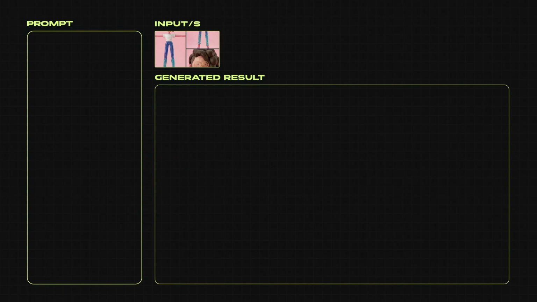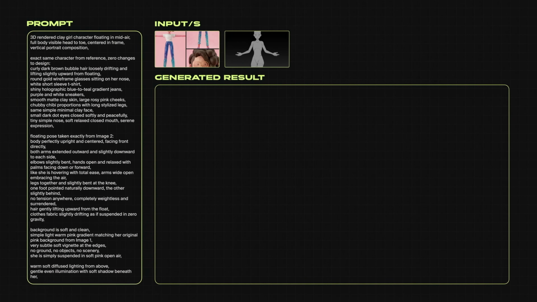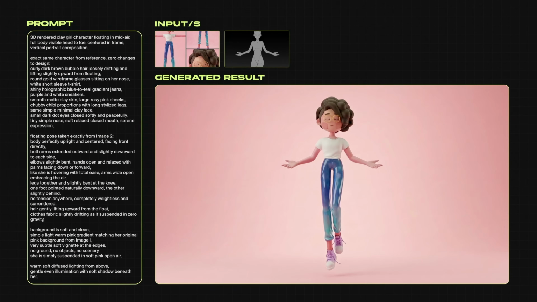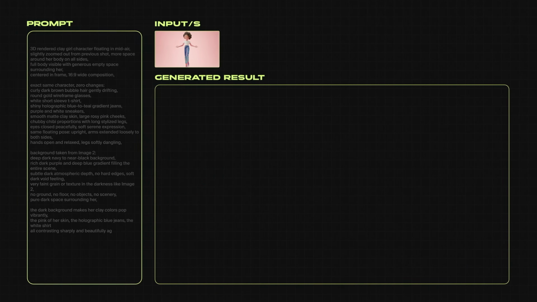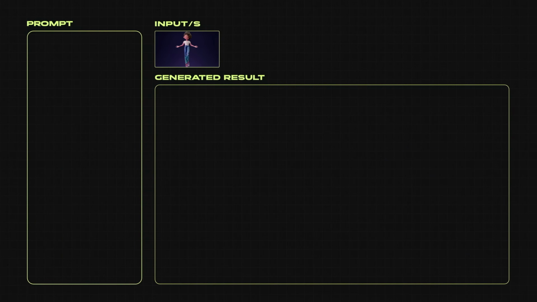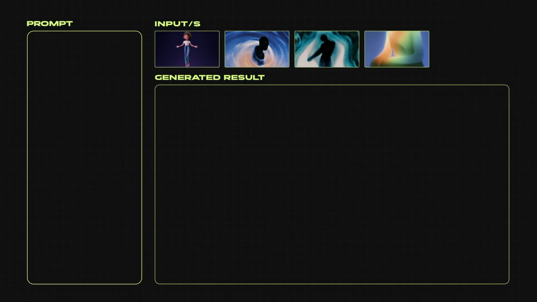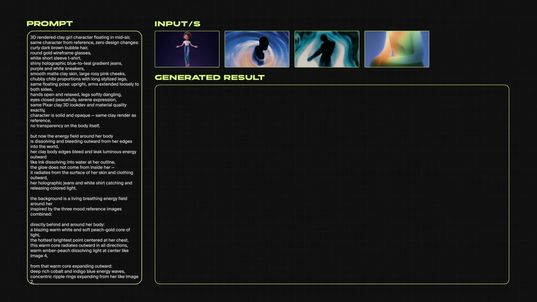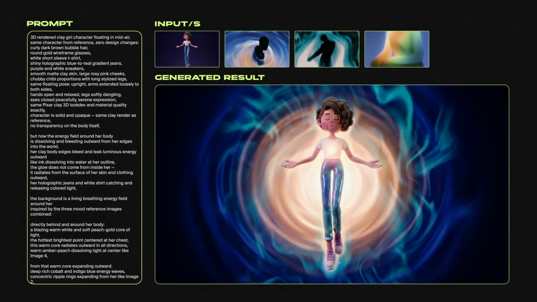I'll select the main character concept, add this floating pose reference, and with the right prompt, we get our main floating pose. I'll select this result and tweak the prompt to place her on a dark background. Now, for the magical aura coming out of her and surrounding her, I'm going to select this result with these aura references, then write a detailed prompt to get it right from the first try. And as expected, here it is.